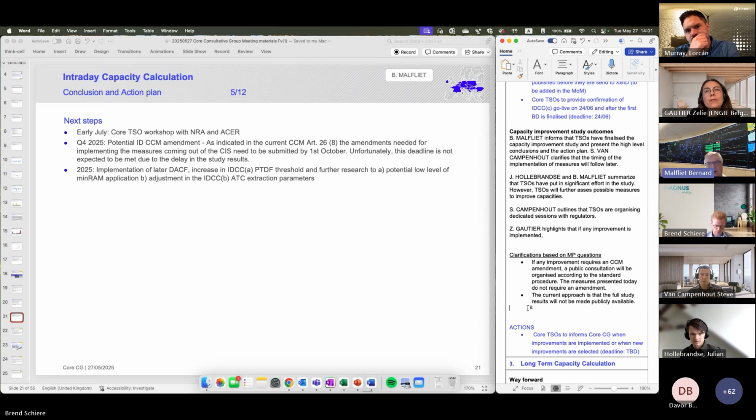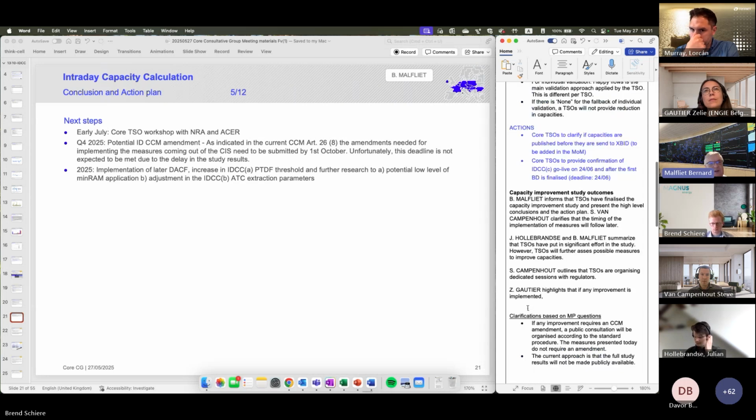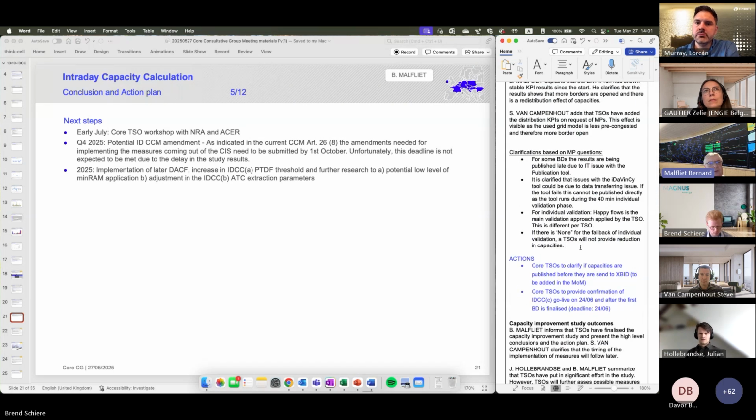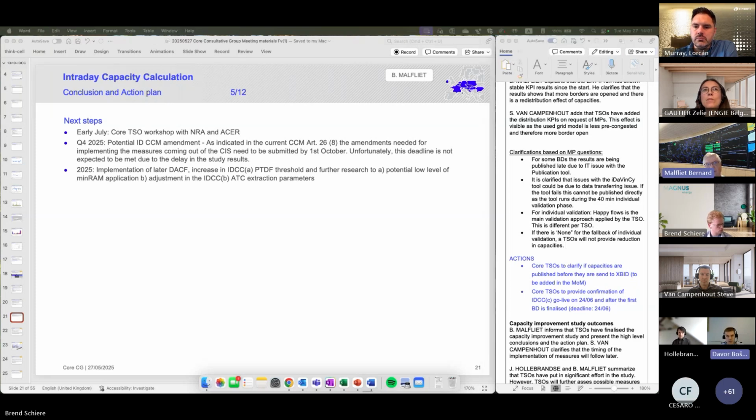So you mean how the capacities are evolving during the continuous trading and up to 1 hour before real time? What remains after what has already been allocated? Yes. What remains after A allocation, after B allocation, after C allocation on different borders? I would say it depends on the amount of allocation, of course.